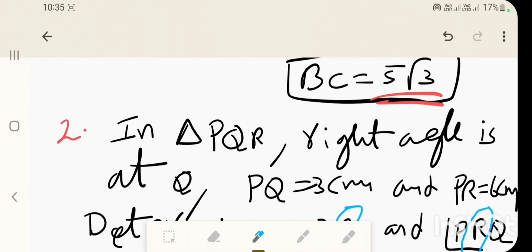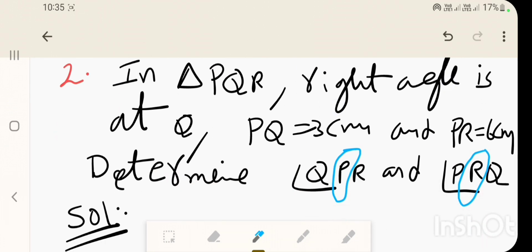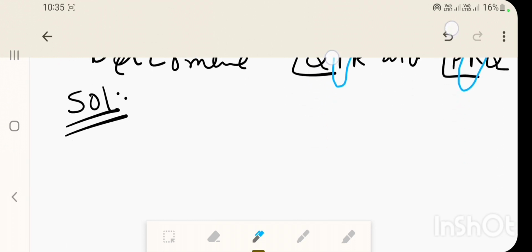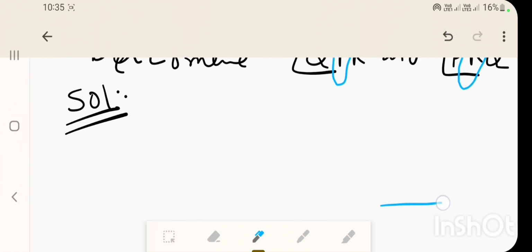And the given data is, right angle is at Q, and they have given one of the lengths of the right angle triangle, PQ, as 3 centimeters, and PR, another length of the right angle triangle, is 6 centimeters. So first you should be able to draw the right angle triangle with the given specifications. If you are able to draw, that means almost you are able to do the problem.